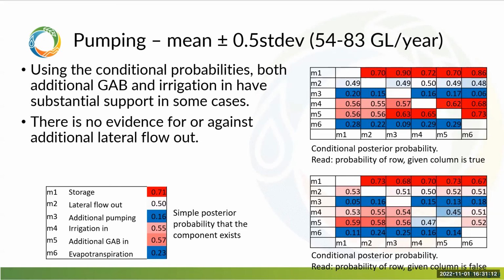And using the conditional probabilities, both additional Great Artesian Basin and irrigation have substantial support in some cases, and there's still no evidence in any of these examples for or against the additional lateral flow out. Now, the reason for that, going back to the table at the start, is it's the smallest value. And even with this smaller range of pumping, it's just getting drowned out. It's just too small to make an impact.